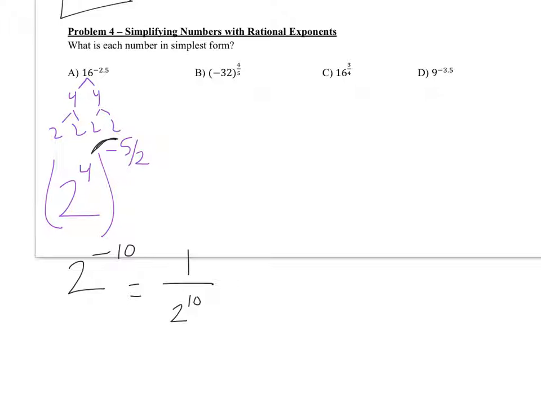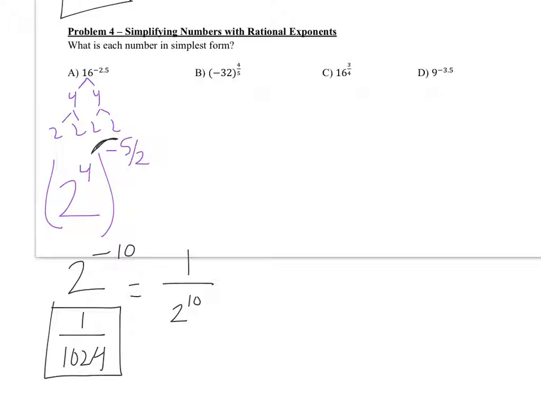And 2 to the 10th is the same thing as 1 over 1024. So that right there would be my final answer. Now when I'm looking at this next one, again, I have a negative number, but I have an odd root. So that's fine. I can have a number with an odd root.